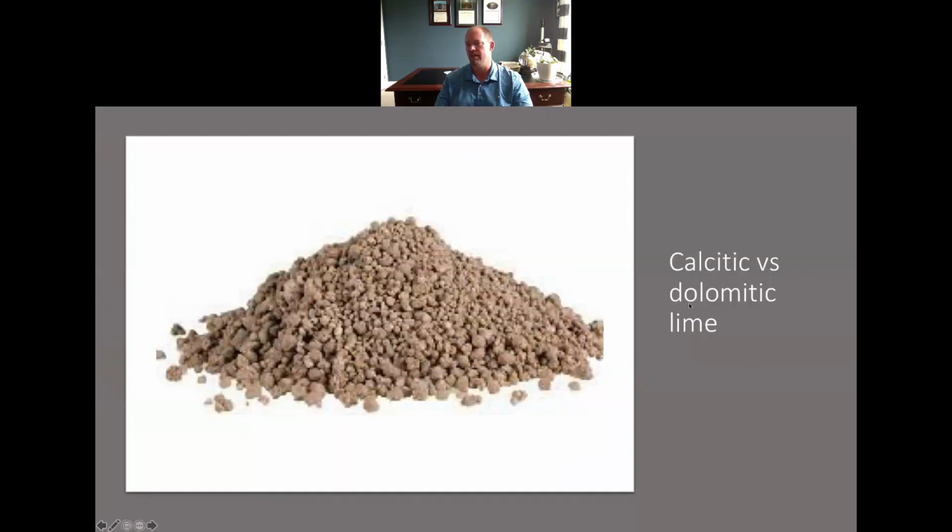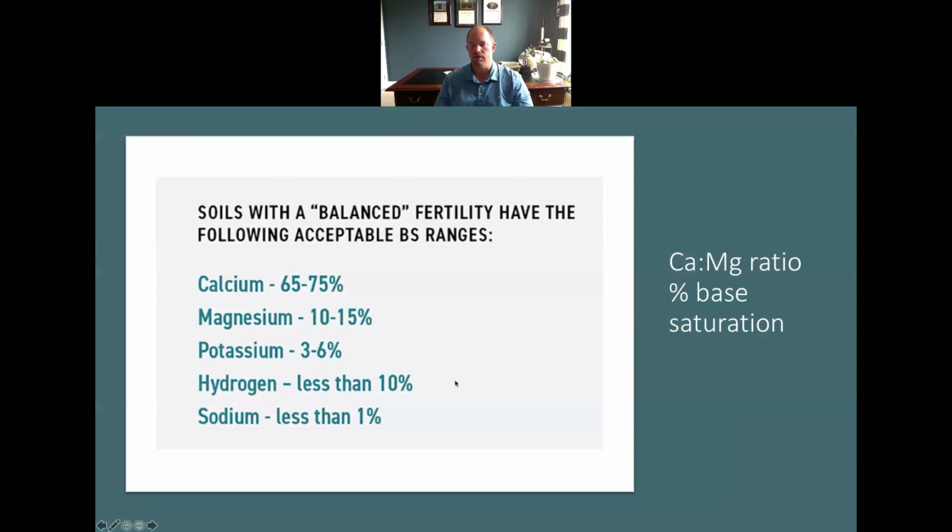Dolomitic lime is going to have magnesium in it. Calcitic lime does not have magnesium in it. So, keeping this in mind when we look at a test, if we already have adequate magnesium and we don't have adequate calcium, you're not going to want to use a dolomitic lime, because that's just going to increase our magnesium numbers further, and that's going to create some problems in the soil. Again, we don't want to have that too high.